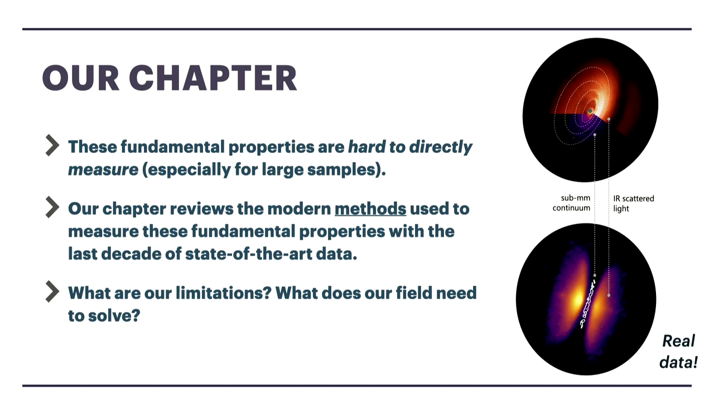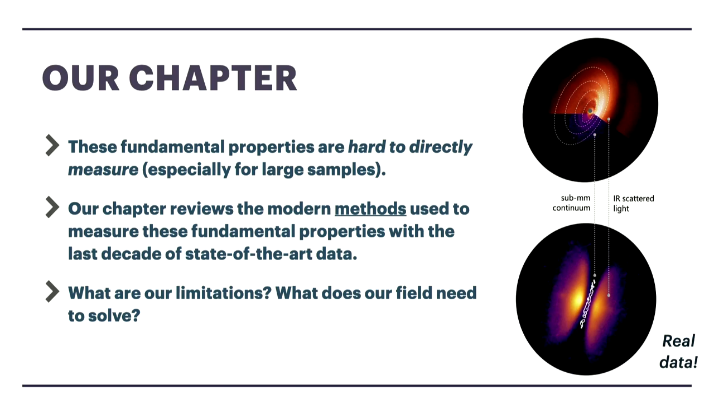What does the modern method development look like to measure fundamental properties like disk mass, disk size, et cetera, using this beautiful data? And the data truly are beautiful. So these are some of the figures from our chapter over here. You're seeing scattered light from the surface of a disk compared to the ALMA compact, sort of hard to see here on the projector, but the compact millimeter emission. Here's an edge-on disk. You see the beautiful scattered surface with the pancake-thin millimeter layer.